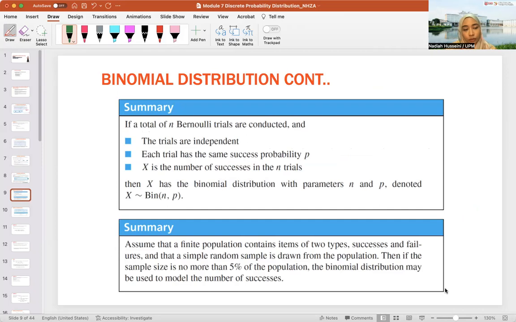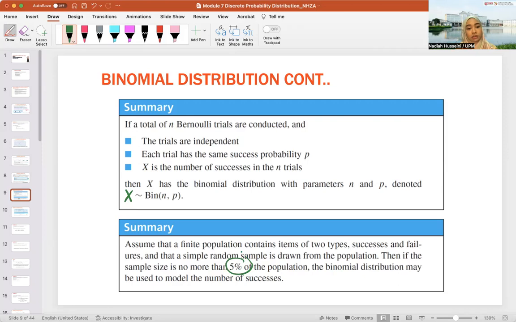Okay, so the notation for binomial distribution is the random variable X is binomial distribution (n, p), where n is the number of trials, p is the probability. Now remember, when we're talking about binomial distribution, we are talking about sample from a large population, and the sample must be 5% of the total population for this binomial distribution model to be accurate or to be close to accurate.